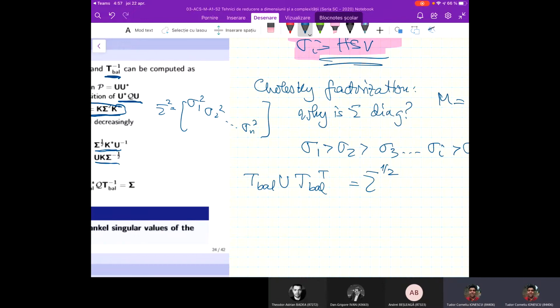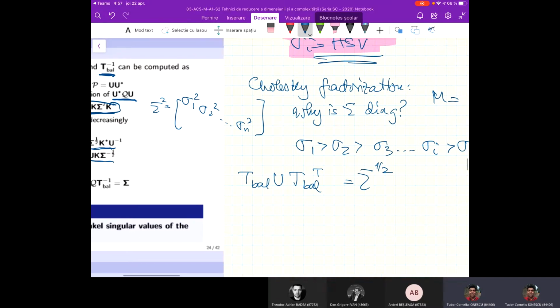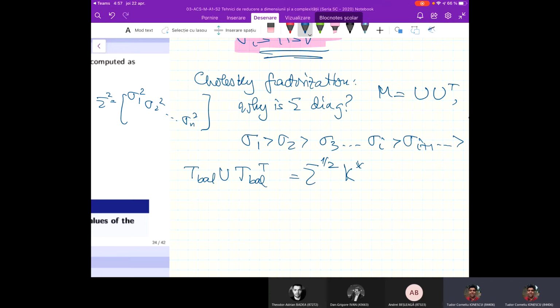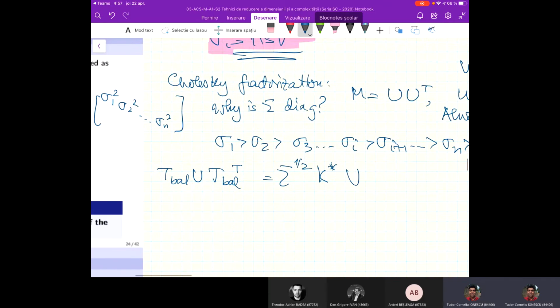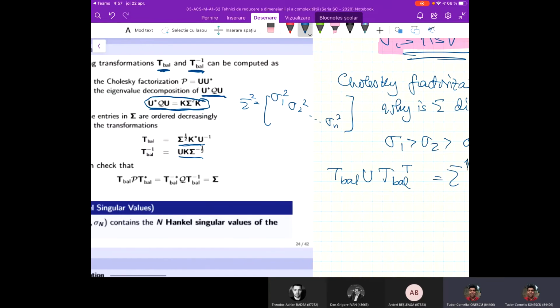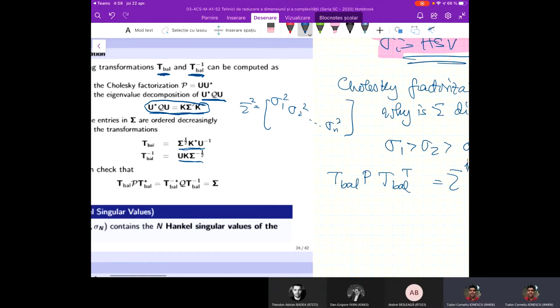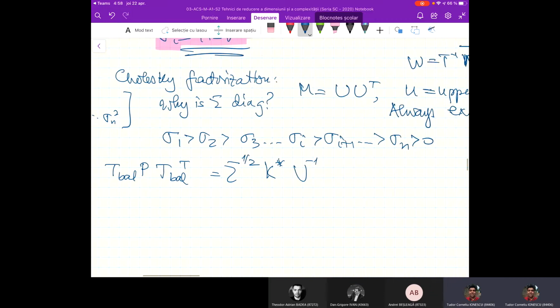So we can take the square root. K star U inverse. This should be P here, sorry, not U. This is P, or W, whatever. P, T bal transposed. That's sigma. This is a diagonal matrix, so it's the same thing.